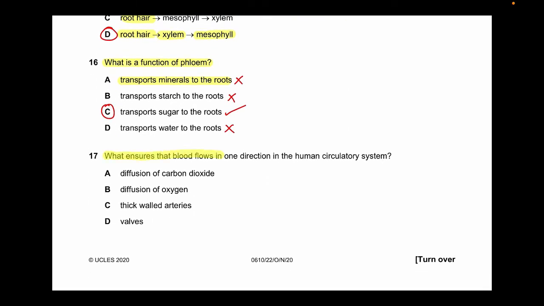What ensures the blood flows in one direction in the human circulatory system? Diffusion of carbon dioxide? No. Diffusion of oxygen? No. Thick walled arteries? No. And valves? Yes, valves ensure that blood flows in one direction only.